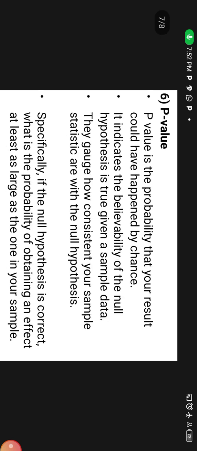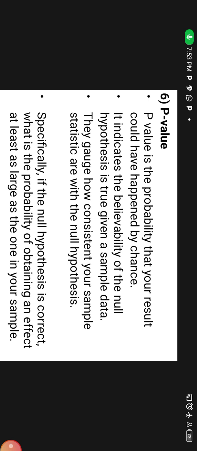Then the sixth one is your p-value. The p-value is the probability that your result could have happened by chance. It indicates whether the null hypothesis is true given the sample data. It gauges how consistent your sample statistics are with the null hypothesis. Specifically, if the null hypothesis is correct, what is the probability of obtaining an effect at least as large as the one in your sample? First, your p-value calculation assumes that the null hypothesis is correct. Thus, from the p-value point of view, the null hypothesis is 100% true. The p-value assumes that the null is true and the observed sample effect is caused by random sample error.